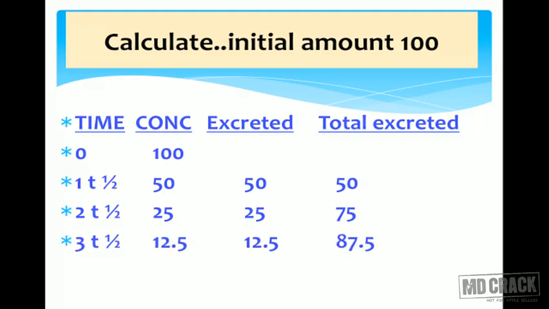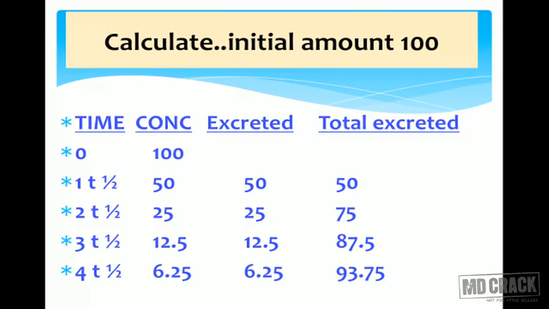After one more half time, 25 will become 12.5. 12.5 will get excreted, and the total excreted becomes 87.5. And at the 4th half time, the concentration will become 6.25, excreted will be 6.25, and the total drug gone outside the body is 93.75. What I did was, I asked you to take the initial amount as 100, because then all this we can straightaway apply as a percentage.